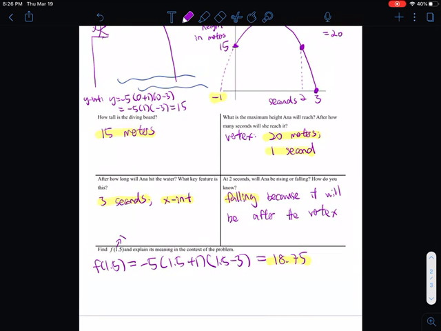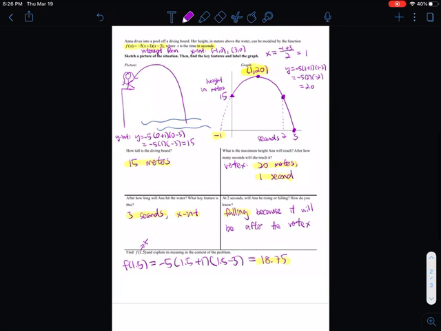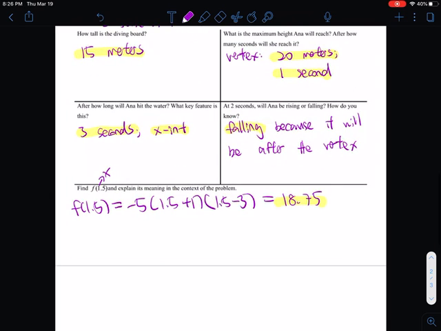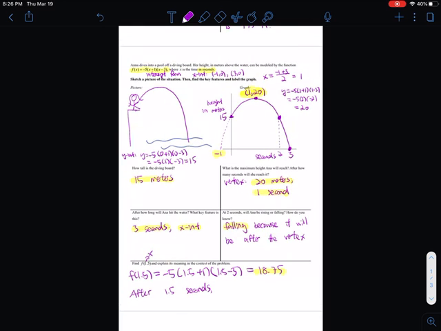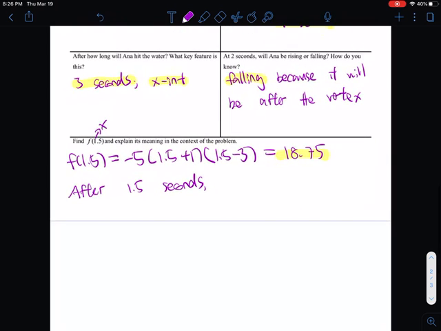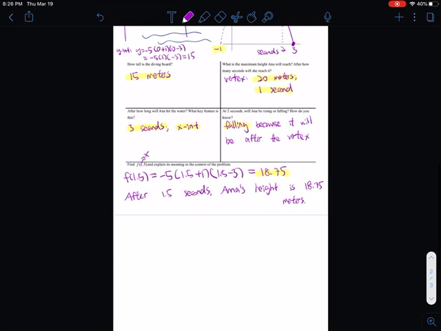And then what does that mean in the context of the problem? So here, my x is 1.5. So an x here represents seconds. So after 1.5 seconds, and our y represents her height in meters above water. So after 1.5 seconds, Anna's height is 18.75 meters.